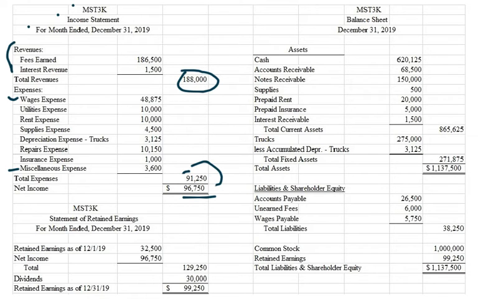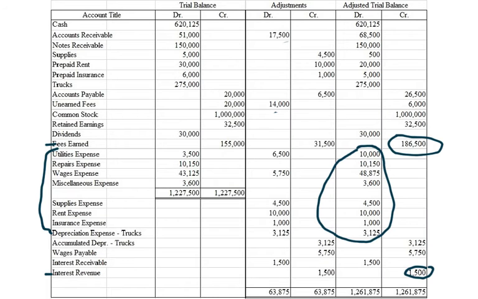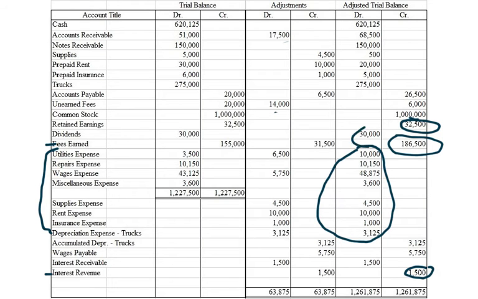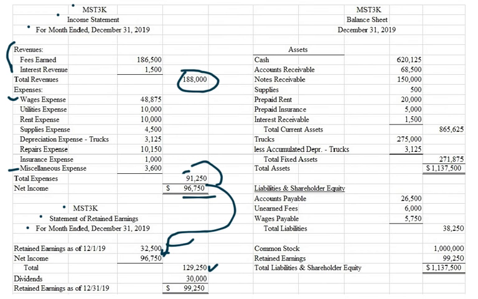And same as before, that's going to become an element on the statement of retained earnings. So same semantic there, name of the company, statement of retained earnings, and for month ended December 31st, 2019. Now, of course, in this case, we have a continuation from a previous month, so we have a beginning balance now, $32,500, which you'll observe there. And of course, same as before, we add our net income, $96,750. There's our subtotal. Did we have any dividends? Yes, we did. 30,000 of those. So subtract that 30,000, so 99,250.